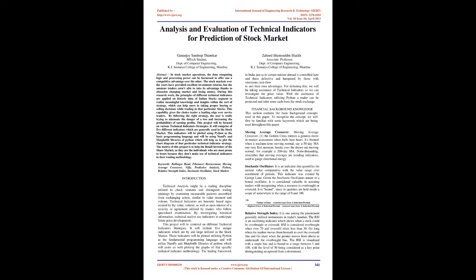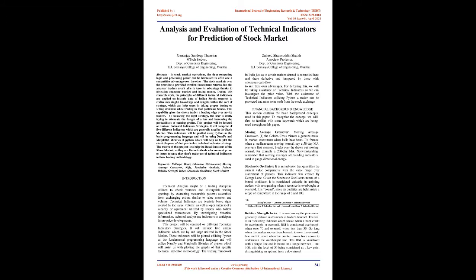By following the right strategy, the user is really trying to attenuate the danger of a loss and increase the probabilities of earning profits. This project will be focused on various technical indicator strategies. It will comprise 5 different indicators which are generally used in the stock market. These indicators will be plotted using Python as the basic programming language, and will be using NumPy and Matplotlib libraries of Python which will help us to plot the chart diagram of that particular technical indicator strategy.